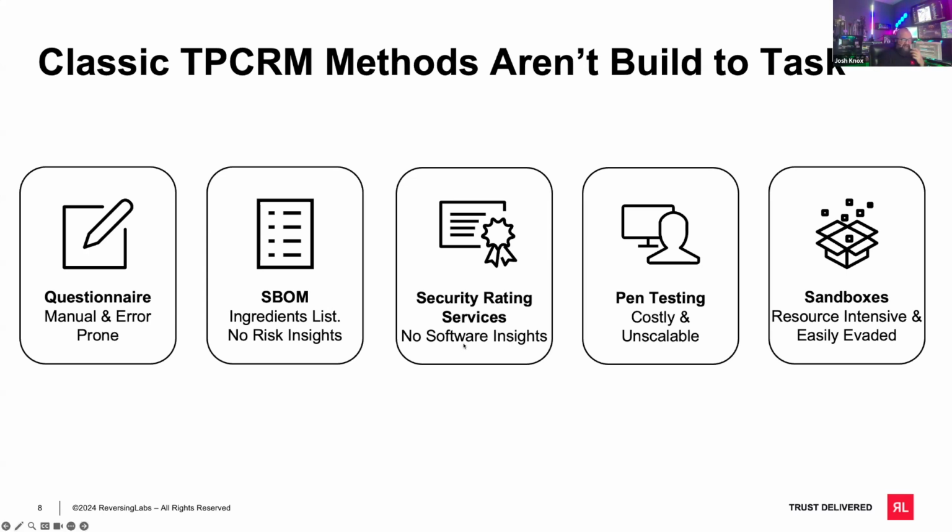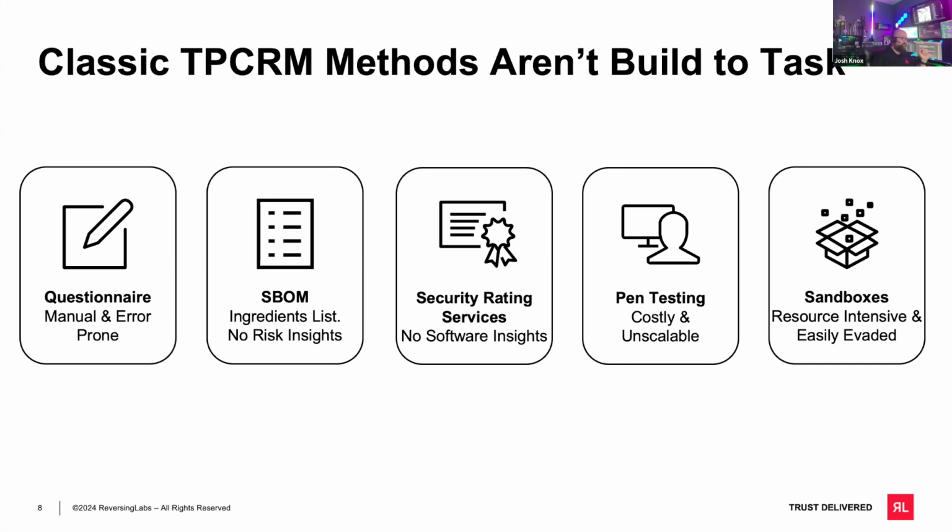A security rating. Again, a security rating doesn't give insights into the software and is only as good as when it was created. So again, new versions come out, patches come out, this becomes old very quickly. Pen testing. Pen testing is costly and is unscalable.